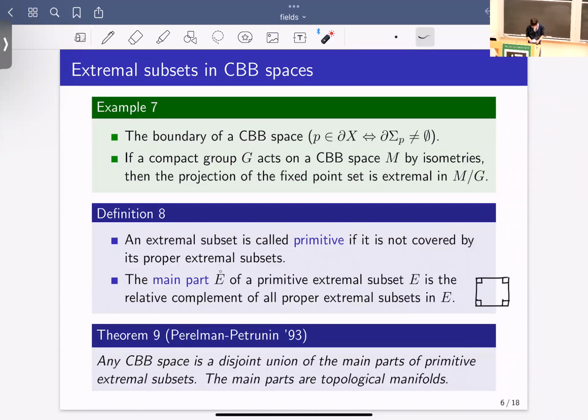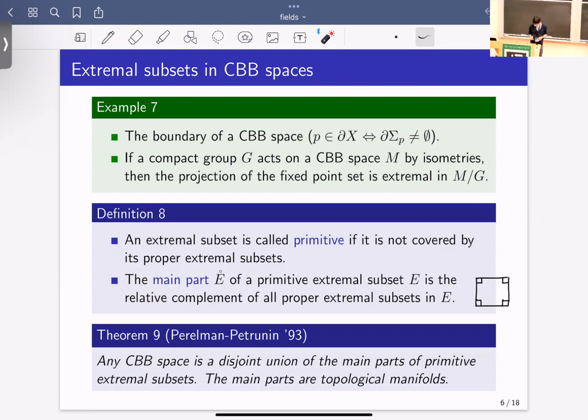So now we are going to describe the stratification of a CBB space by extremal subsets introduced by Perelman and Petrunin. We say that an extremal subset is primitive if it is not covered by its proper extremal subsets. Okay. So a primitive extremal subset is, in a sense, a minimal extremal subset. And the main part of a primitive extremal subset E is the relative complement of all proper extremal subsets in E.